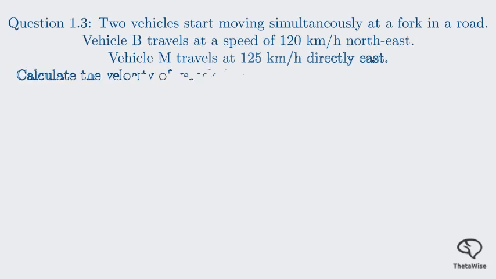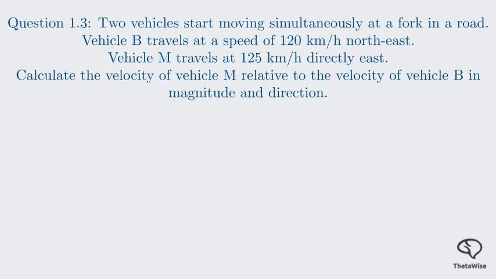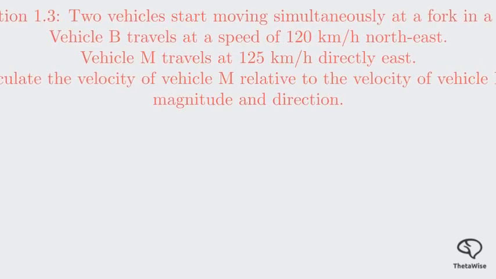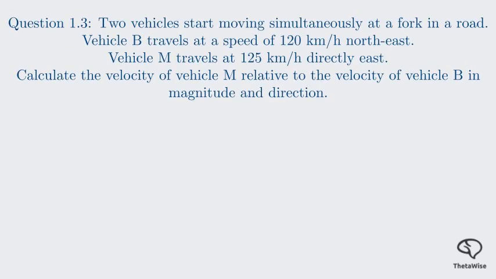We've reached the final question of the problem set, question 1.3, which deals with relative velocity. The problem states, two vehicles start moving simultaneously at a fork in a road. Vehicle B travels at a speed of 120 km/h northeast. Vehicle M travels at 125 km/h directly east. We need to calculate the velocity of vehicle M relative to the velocity of vehicle B, in both magnitude and direction.